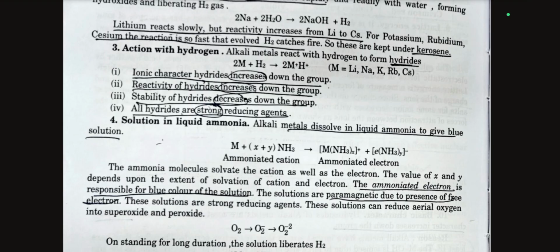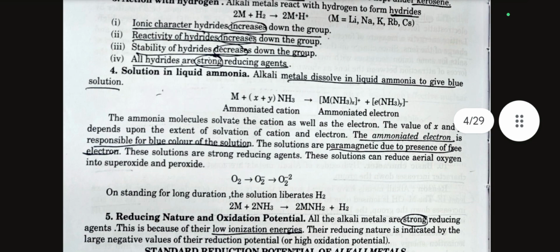Solution in liquid ammonia. Alkali metals dissolve in liquid ammonia to give a blue solution. The ammonia molecules solvate the cation as well as the electron. The values of x and y depend upon the extent of solvation of the cation and the electron. The ammoniated electron is responsible for the blue color of the solution.